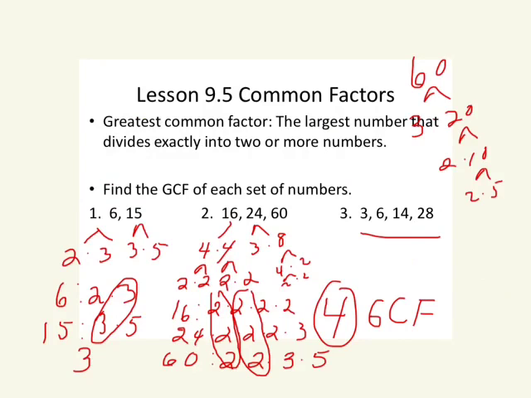Now sometimes you might just look at these and think, okay, what's common in all 3 of those? Well, 3, 6, 14, and 28, they don't have a common factor because 3 does not go into 14. 3 does not go into 28. So in number 3, there is no GCF.